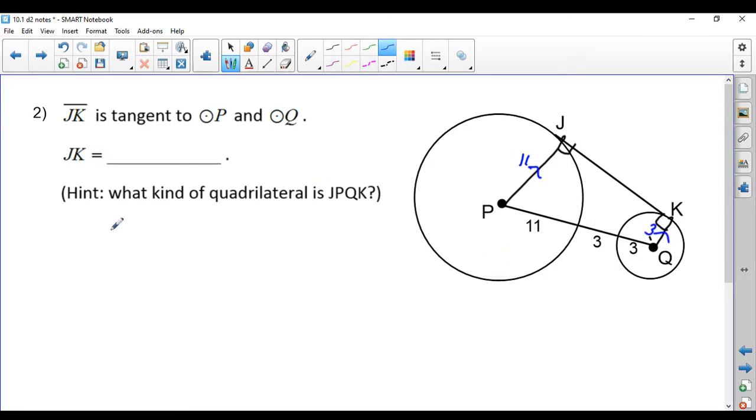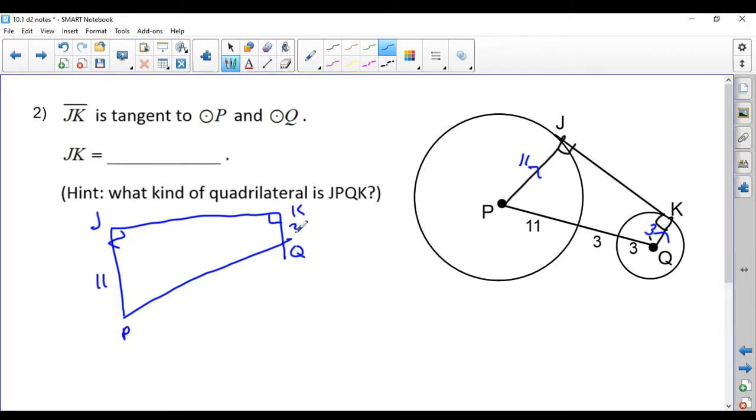I'm going to draw this quadrilateral out on the side. It's a trapezoid with two right angles, and it may not be drawn well to scale. We have J with a right angle, excuse my drawing. We have K with a right angle. We have Q, we have P. J to P is 11, K to Q is 3, and if we add this up, 11 plus 3 plus 3, this length is 17.